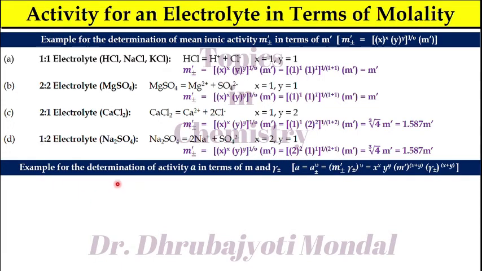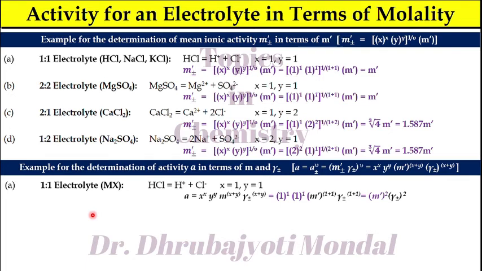Now, the determination of activity a in terms of m' and gamma±. So a is equal to a± to the power nu, which is equal to (m'± × γ±) to the power nu. So you can write x^x, y^y, m' to the power x+y, and γ± to the power x+y.